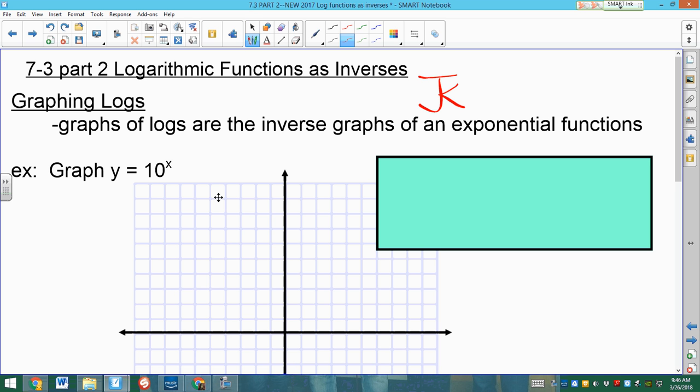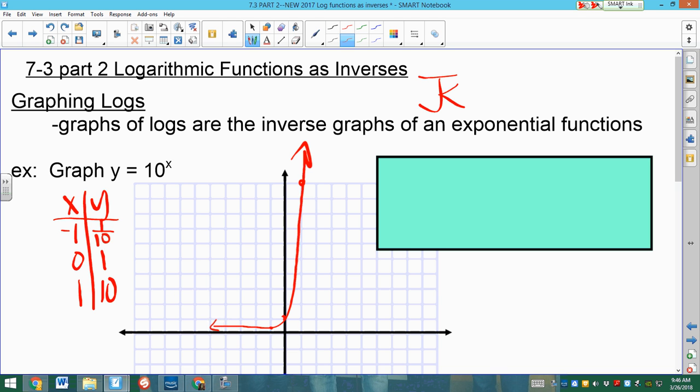So I'm going to start by doing a simple graph of an exponential, y equals 10 to the x power. I'm going to just choose some simple values, -1, that's going to move that 10 to the bottom, that would be 1/10. Anything to the 0 power is 1, and 10 to the first will be 10. And I know that's only 3 points, but hopefully we remember our exponential ideas. And that should be a growth graph, and that should have a horizontal asymptote at y equals 0.